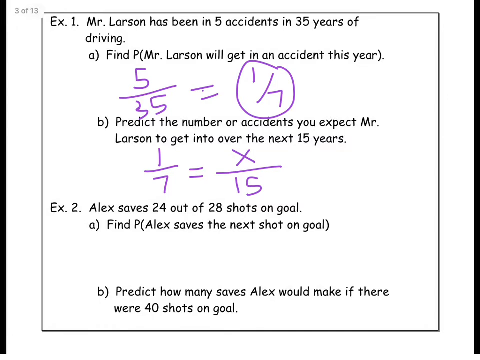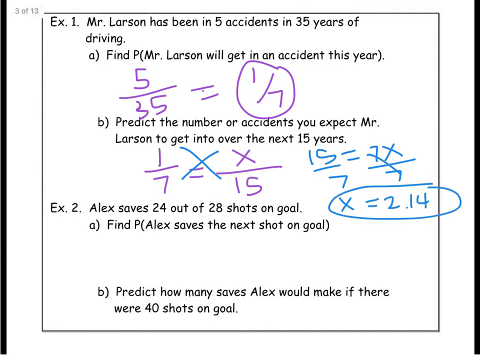Here I'm going to use cross multiplication to solve. So 1 times 15 is 15, and then 7 times x. So we have 15 equals 7x. Divide by 7, and we get x is equal to about 2.14. Example 2 says Alex saves 24 out of 28 shots on goal.